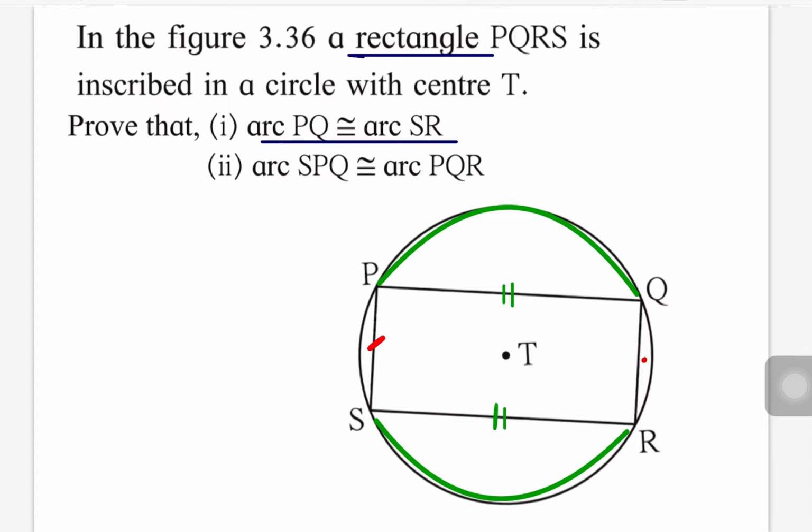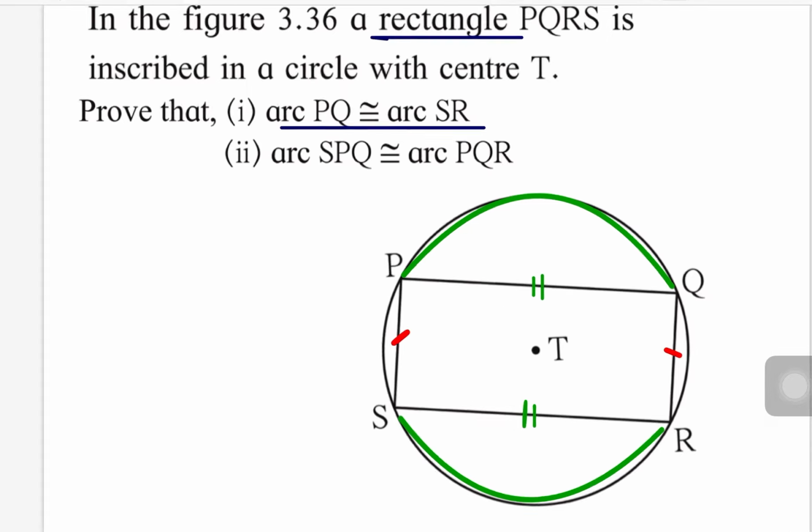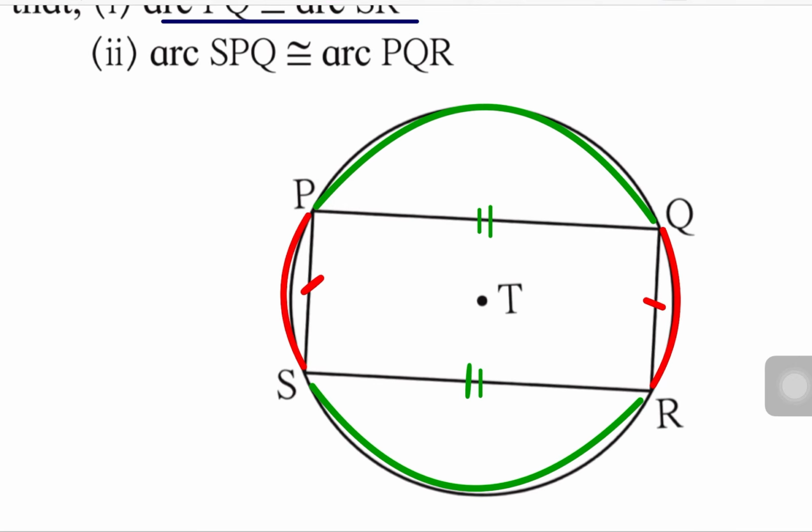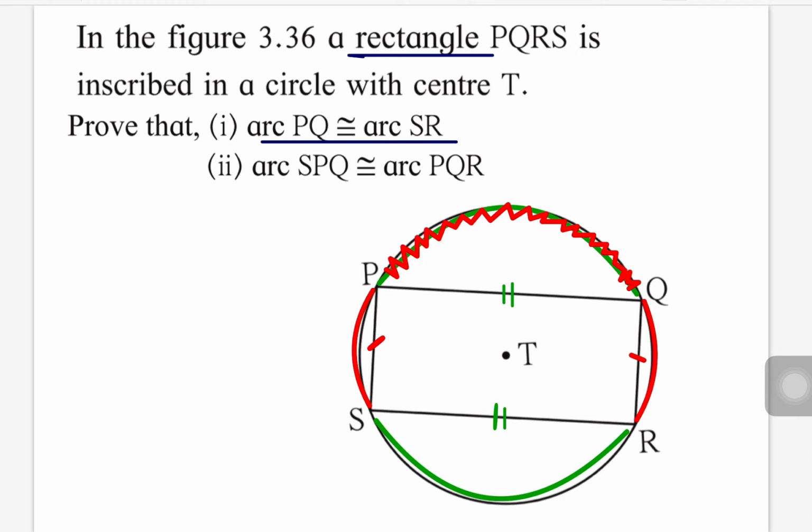Arc PS is congruent to arc QR. They are again the opposite sides of a rectangle. वो equal है तो उसके arcs भी equal होंगे. So you can say therefore arc PS is congruent to arc QR. Chords equal है तो corresponding arcs भी congruent है. Now इन दोनों में if you add PQ on both the sides, you get the second part of the answer also. So you have to add PQ on both the sides. Clear? So do this yourself. This is a self-practice question.